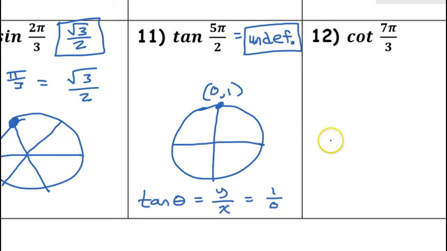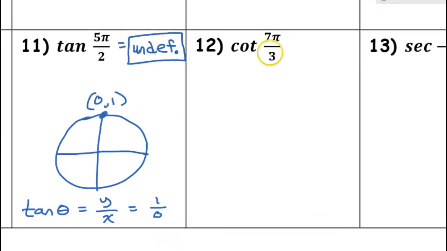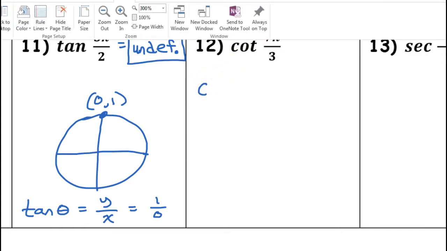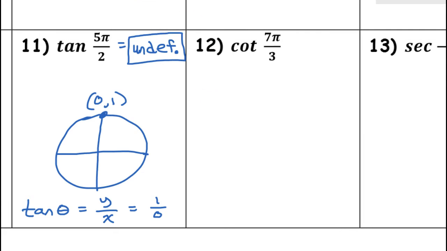Alright, number 12. Cotangent of 7 pi over 3. Well, let's first ask ourselves, what is the tangent of 7 pi over 3? Because cotangent is just the reciprocal of tangent. So what is the tangent of 7 pi over 3? Whatever I get for the answer, I'm just going to take the reciprocal of it. So tangent of 7 pi over 3.